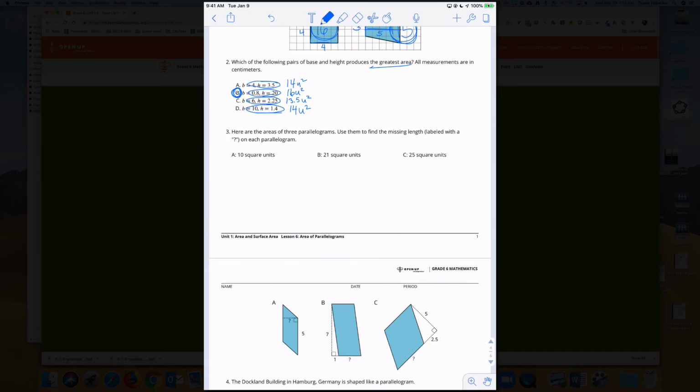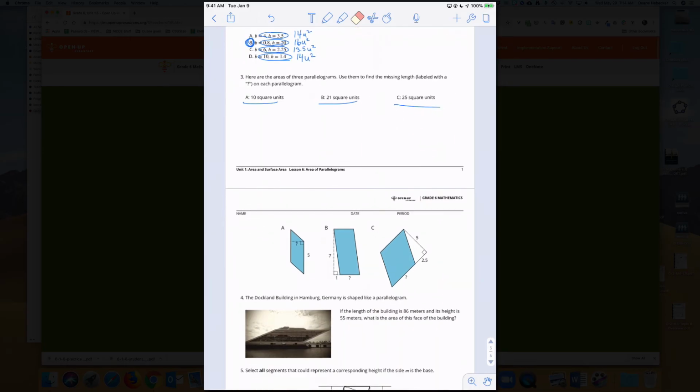So it says here are the areas of 3 parallelograms. So we've got 10, 21, and 25. Use them to find the missing length. All right, well, that's fun. So it sounds like we're going to do some division.